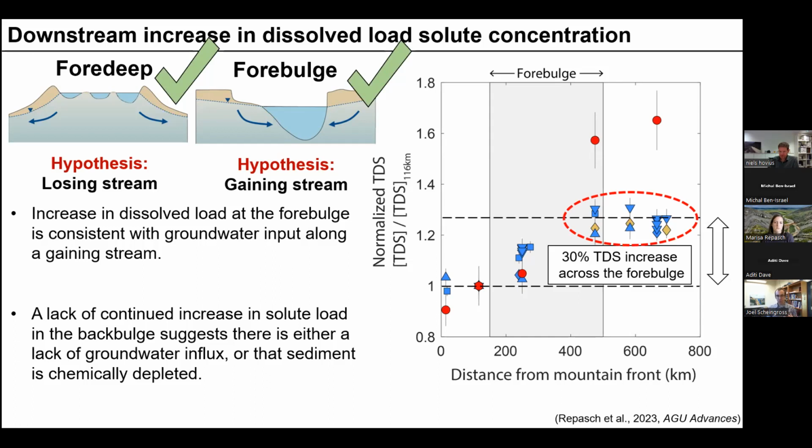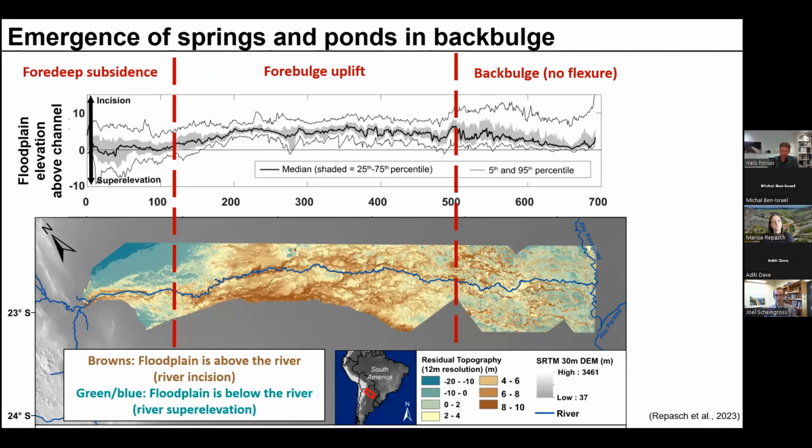So I'll also point out, I haven't talked that much about the back bulge in this section of the talk. Here in the back bulge, we're getting a relatively constant solute load with distance downstream. So this suggests there's either a lack of groundwater influx in this region or that the sediment is perhaps chemically depleted. I want to investigate that a little bit more, and I'll go back to this residual elevation map that we've looked at before, and just remind you that in this top plot, things plotting above this 0 line need incision. So the back bulge starts in size coming out of the forebulge, but incision is really decreasing because we've lost this lithospheric flexure. There's basically no flexure in the back bulge, maybe a tiny bit of subsidence.